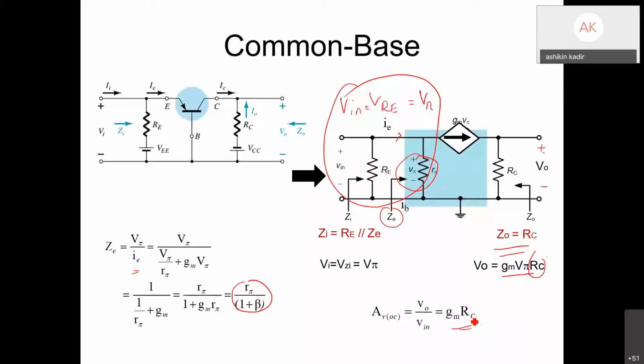Okay, this one is already simplified. So that's it for common base. However, common base is usually not used because it cannot give higher gain compared to common emitter and common collector.